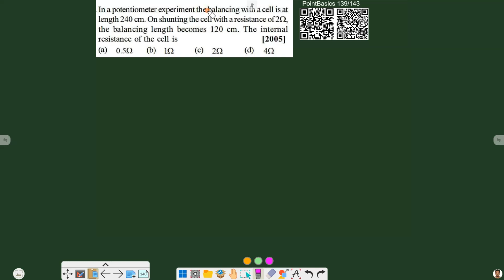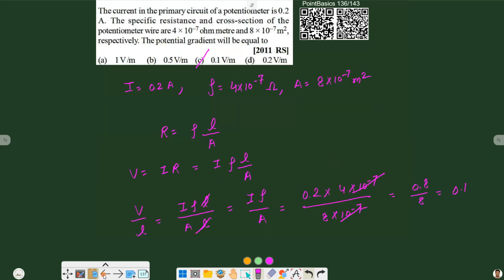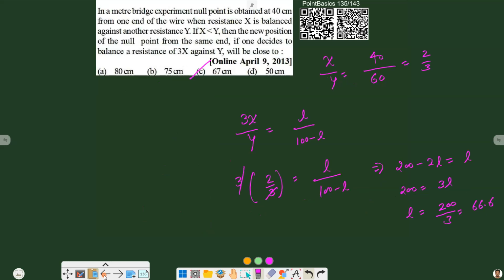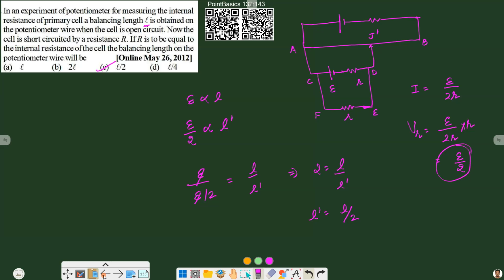Next question. In a potentiometer experiment, the balancing with the cell is at length 240 centimeter. On shunting the cell with a resistance of 2 ohm, the balancing becomes 120 centimeter. The internal resistance of the cell is equal to 2 ohms. Why 2 ohms? We just solved a similar question where shunting it with the internal resistance made the length halved.